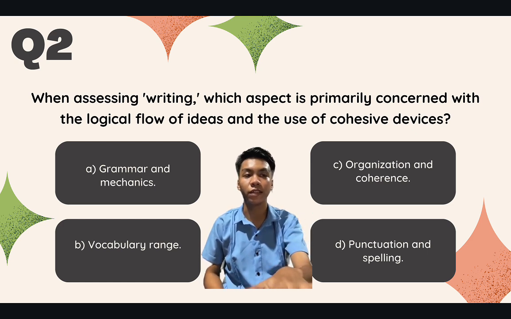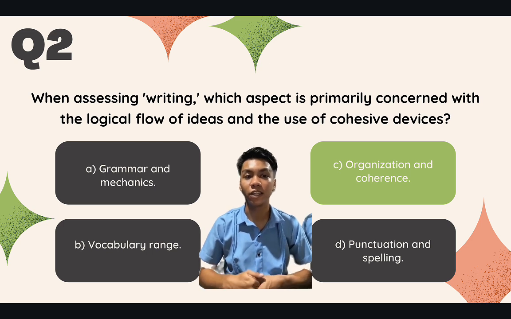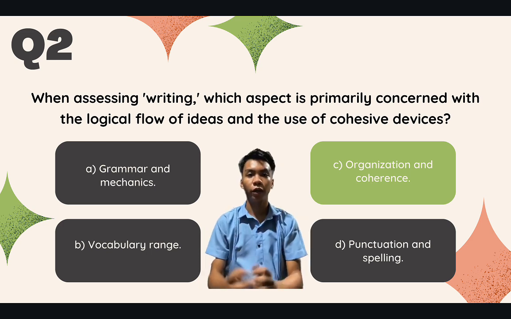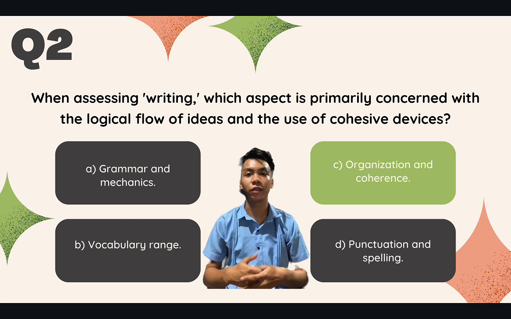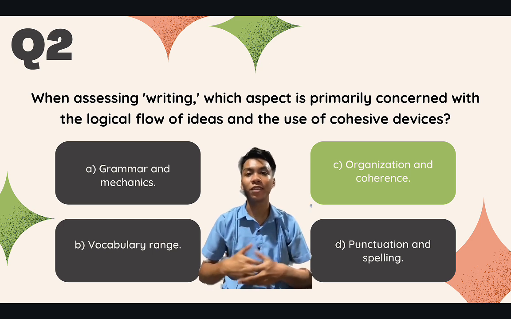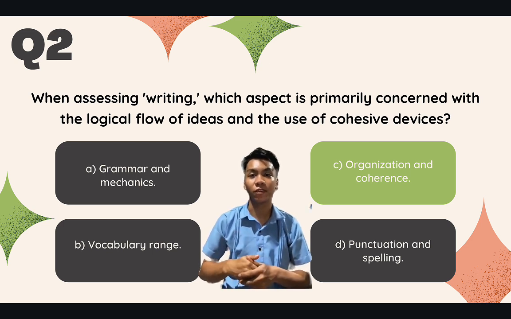The correct answer is letter C, organization and coherence. Organization refers to the logical structuring of a written piece, while coherence pertains to how smoothly ideas connect and flow together.